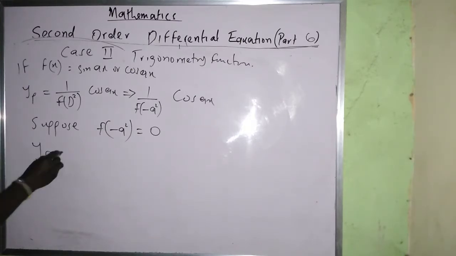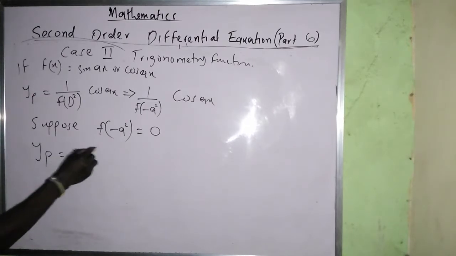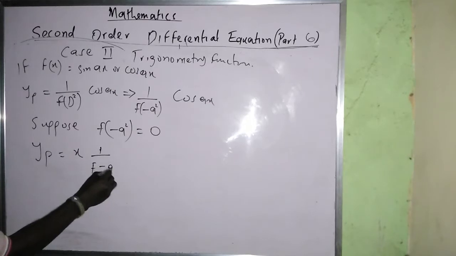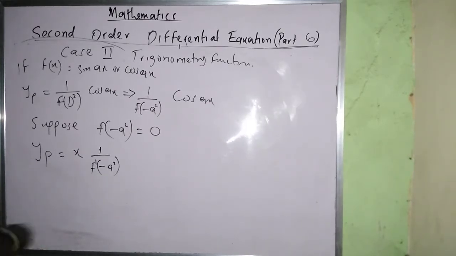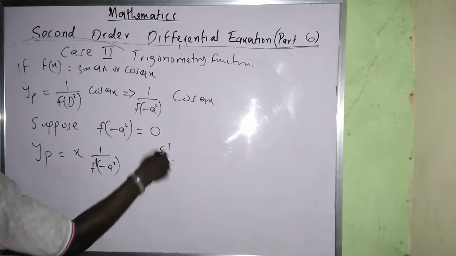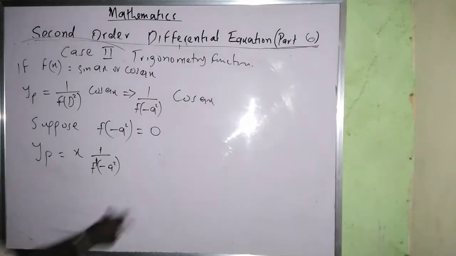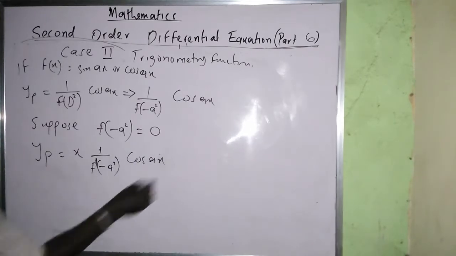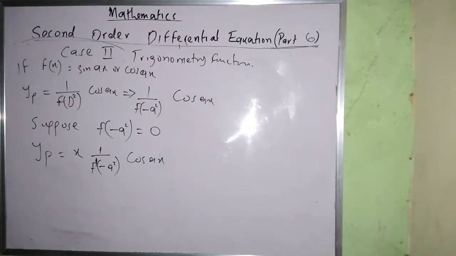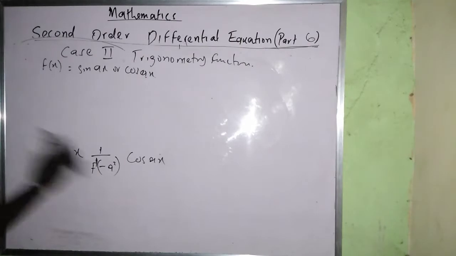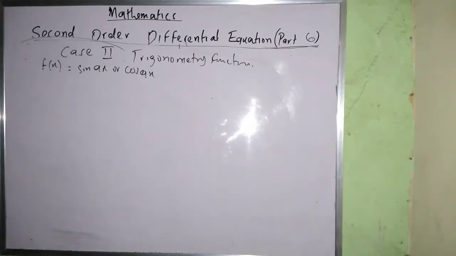Y particular equals x dot 1 over f of what? A squared, and I will differentiate it. Prime means I'm taking the derivative of that function. The derivative of that function of what? A of x. That is all about it. Now, please take note of this definition. It's very, very important at this junction. Now, let me move on to an example.